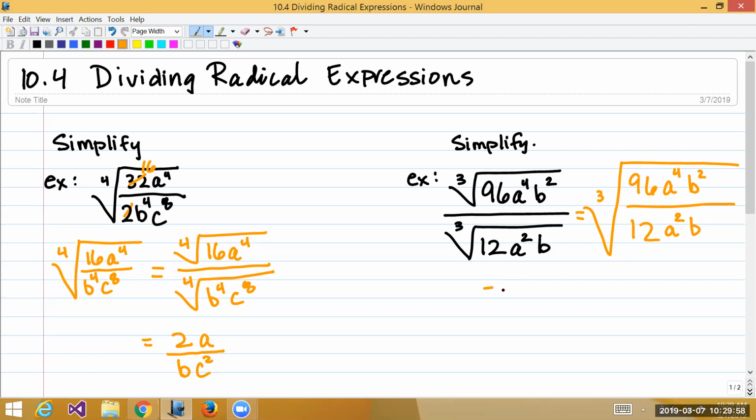Okay, so what does that simplify to? 12 goes into 96 8 times, so we have the cube root of 8. A to the 4 divided by a squared is a squared, and b squared divided by b is b. And now we ask ourselves, can anything be taken out? Do we have any perfect cubes? Well, 8 is a perfect cube of 2, and nothing else is, right? We only have 2 factors of a, 1 factor of b, so we can't pull out groups of 3. So we're left with 2 cube root of a squared b.